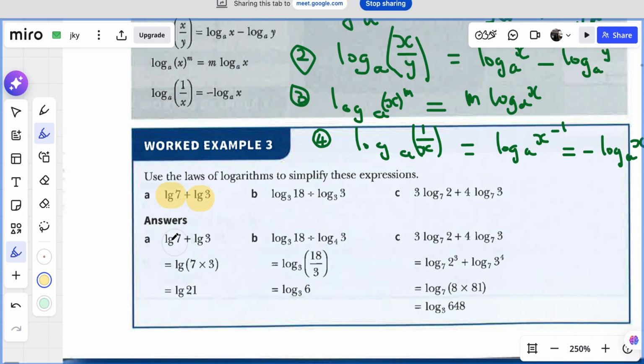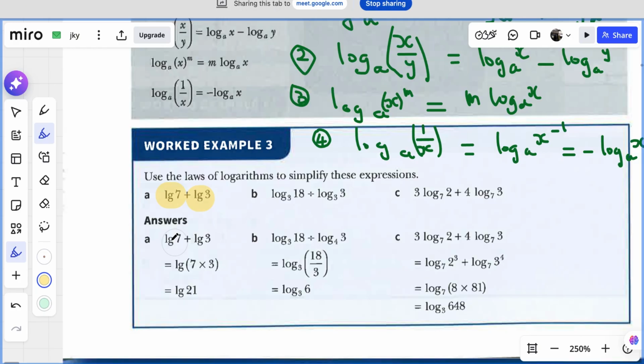Now let's take a look at this. You say 3 log 7, 2 plus 4 log 7, 3. So this one, what do we do? Plus means multiplication. We go to multiply. But before we do that, you do third law, the power law. You move this 3 to come here. It becomes 2 to the power of 3.